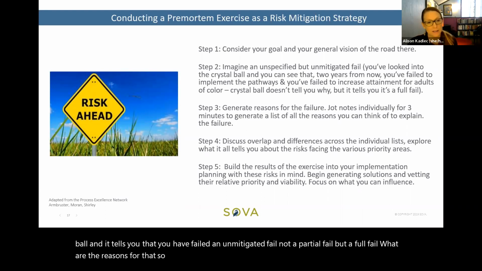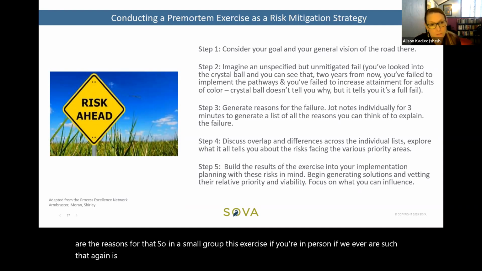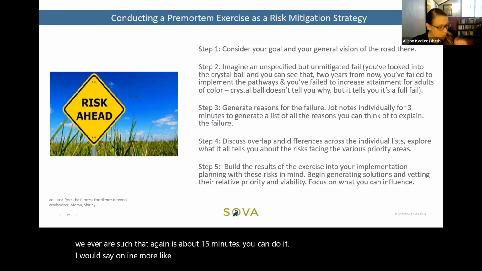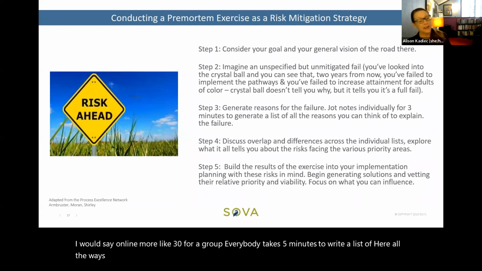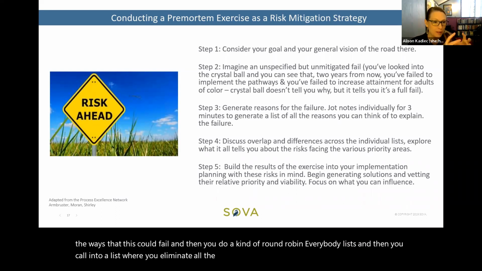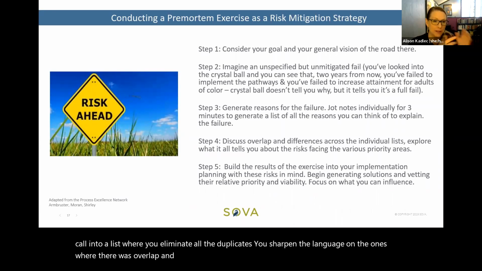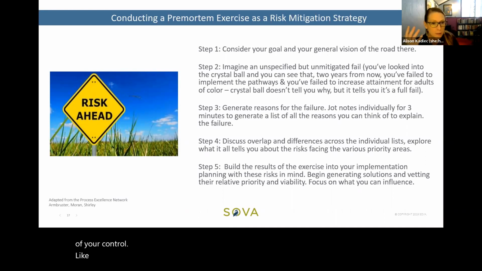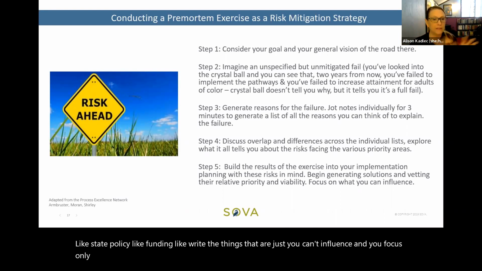So in a small group, this exercise, if you're in person, is about 15 minutes. You can do it online, more like 30 for a group. Everybody takes 5 minutes to write a list of all the ways that this could fail. And then you do a kind of round robin. Everybody lists, and then you cull into a list where you eliminate all the duplicates, you sharpen the language on the ones where there was overlap, and then you sort between the things that are completely outside of your control, like COVID, like state policy, like funding, the things that you can't influence, and you focus only on the things that you can influence.